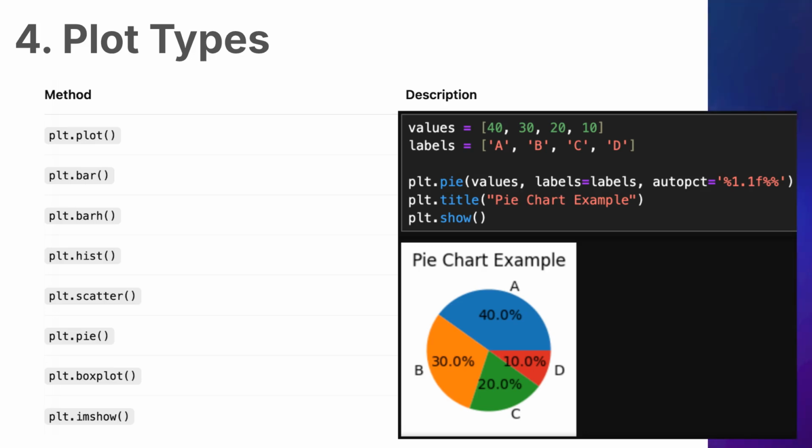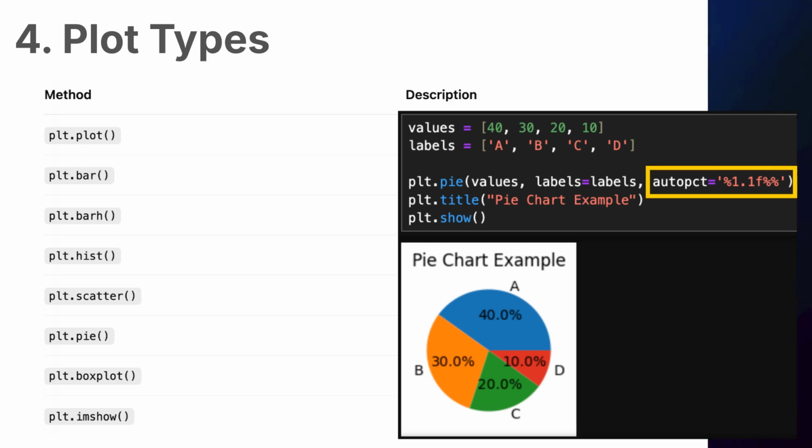The pie method draws a pie chart using the values and labels. Each slice is proportional to the value it represents. The labels argument gets the labels list, then displays A, B, C, D on each slice. The autopct means automatically shows the percentage of each slice with 1 decimal place.